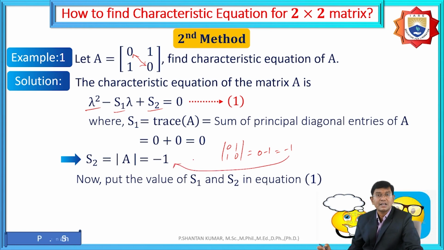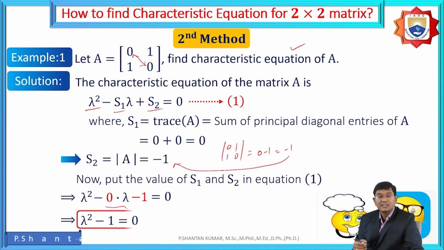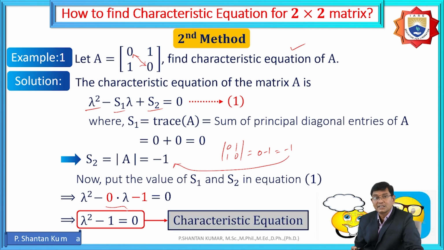After getting S1 and S2, we need to substitute them in the first equation, because they are asking us to find the characteristic equation. Therefore, the characteristic equation of the given matrix is lambda square minus 0 into lambda minus 1 is equal to 0. The middle term will be 0. Therefore, lambda square minus 1 is equal to 0. This is the required equation they are asking for in the problem. This is the short method, using lambda square minus S1 lambda plus S2 is equal to 0.